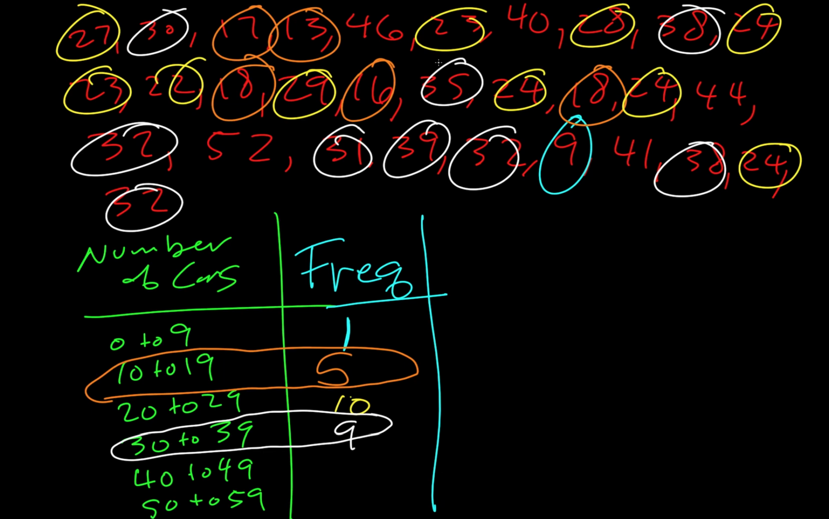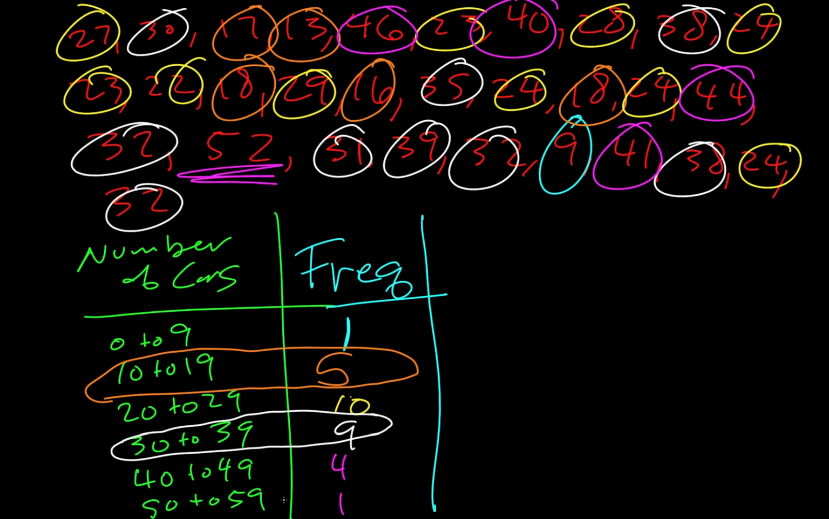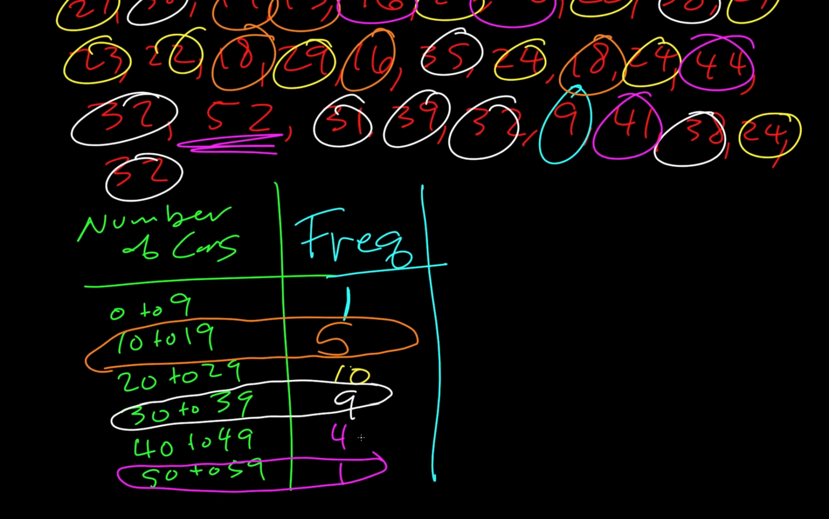Now numbers with 4 in front of them. 1, 2, 3, 4. And then we just have this 52 that would fall into this category. Okay. So once again, we'd want to add these up and make sure they add up to the total of 30 days that they watched. And it does. And that's basically how we would do it on a table.